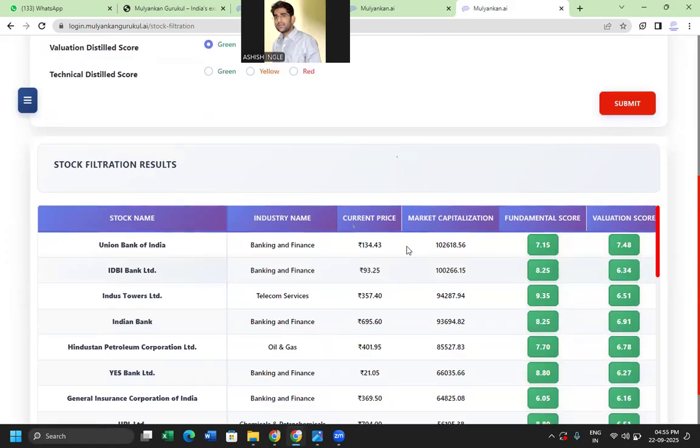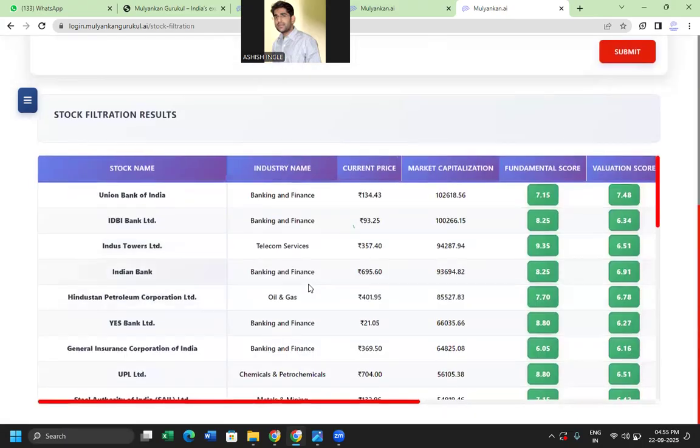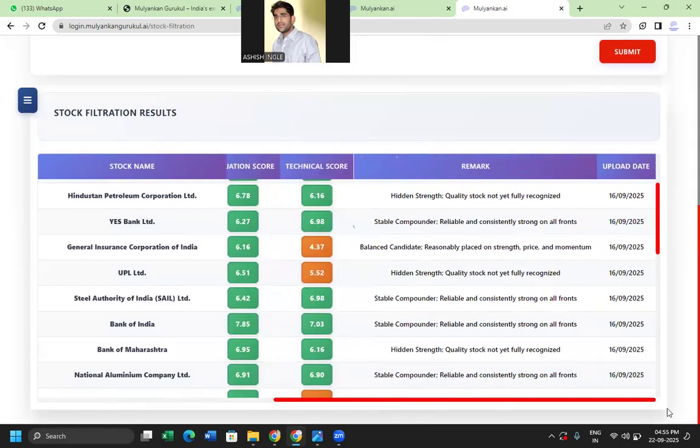How to exit? Now this is how you can enter into small and mid cap. To exit, either the broader market score has to be in red, or your individual stock score has to be in red in the form of valuation and fundamental. So that is how you can read it.